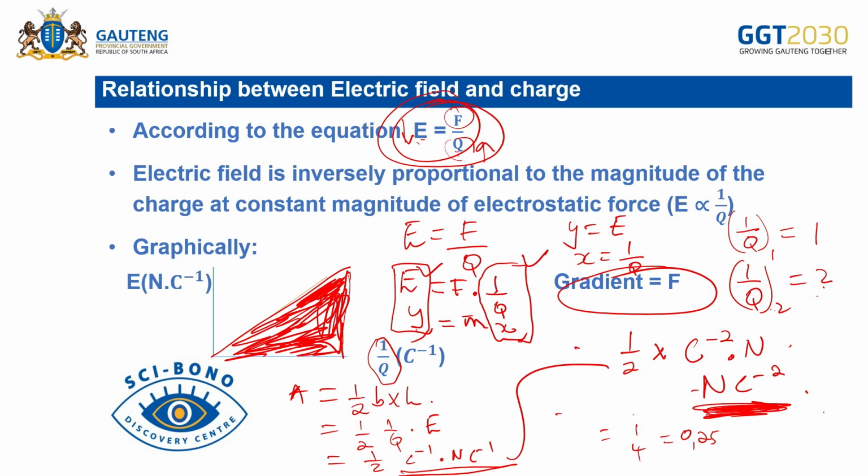Or you can say E, the electric field at a point, is directly proportional to 1 over q, or directly proportional to the inverse of charge. So you must be able to give us those things. Those are simple things, right? And the one that is a bit challenging is the one of area and the gradient. But I've shown you several times how we should get that.